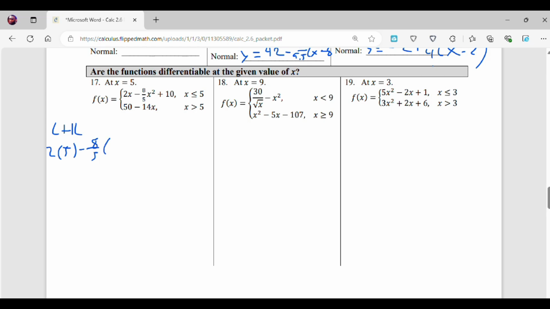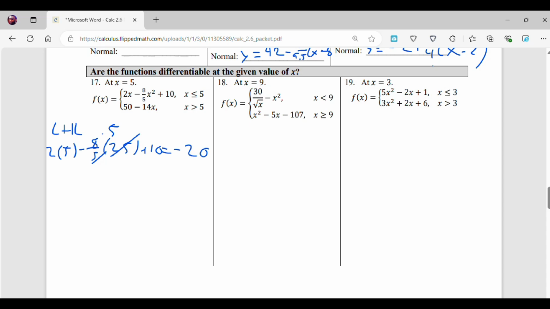What is 5 squared? It's 25. Plus 10, since 2 times 5 is 10, right? Negative 8 over 5, and 5 goes into 25 5 times, so this becomes times 5. 10 minus 40, since 8 times 5 is 40. So 10 minus 40 is negative 30, plus 10 is negative 20.